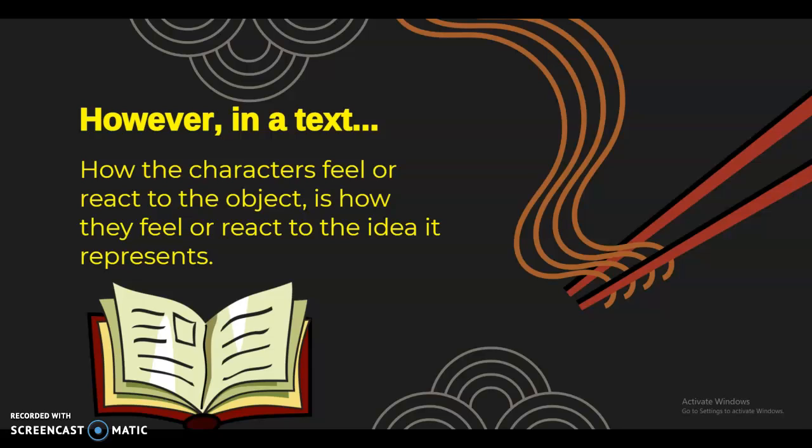However, in a text, it's a little bit different. So in a text, how characters feel or react to the object is how they feel or react to the idea it represents. So something that might be a symbol in a text isn't necessarily a symbol to you. So for example, if I feel anxious when I see Christmas trees, and say I'm a character in a book, Christmas trees make me anxious. So Christmas trees represent anxiety for that character. In a little bit, I'll give you some examples.